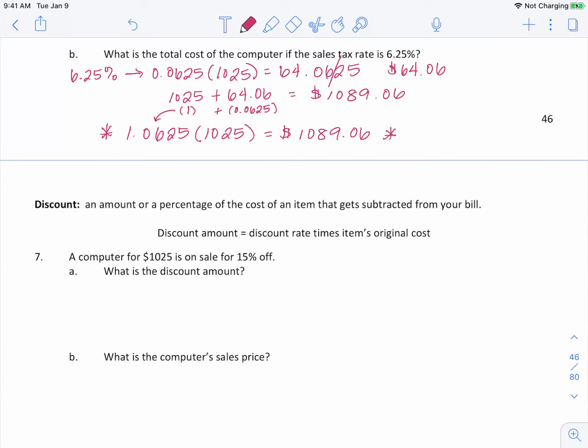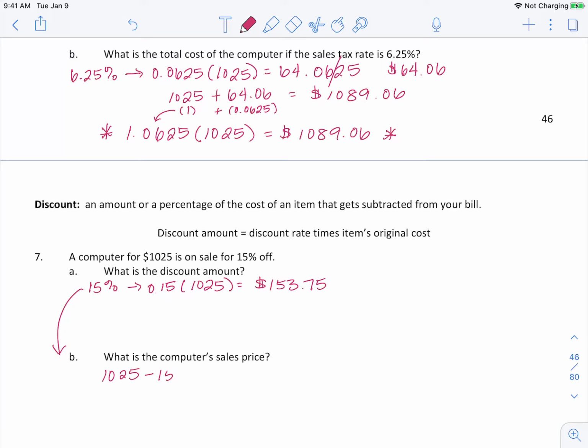Now, a discount, this is an amount or percentage of the cost of an item that gets subtracted from your bill. So the discount amount is your discount rate times the item's original cost. So a computer for 1025 is on sale for 15% off. What's the discount amount? So 15%, again, this is 0.15 times our 1025. So this is going to be $153.75.